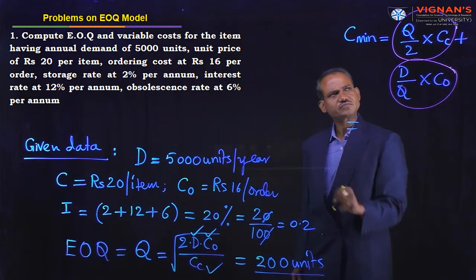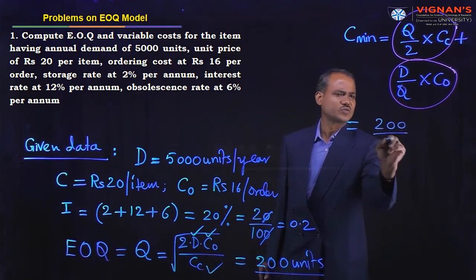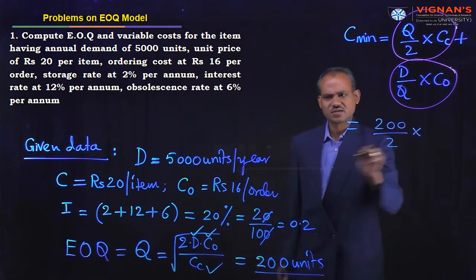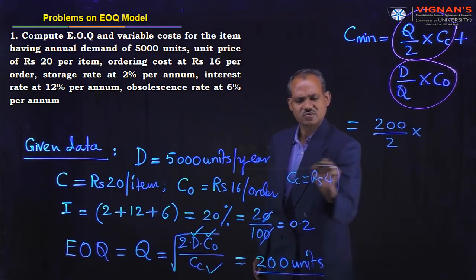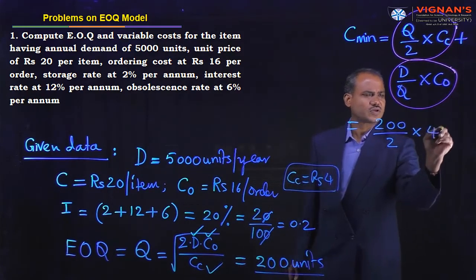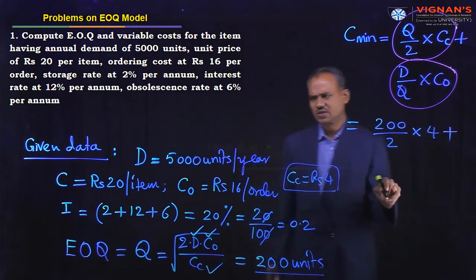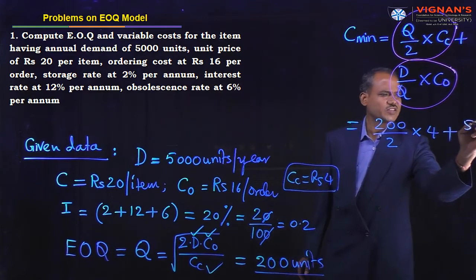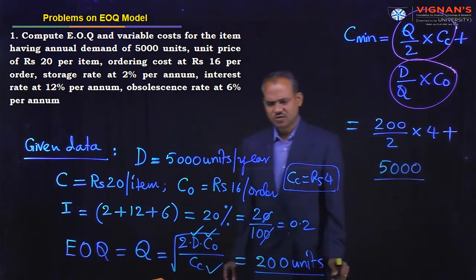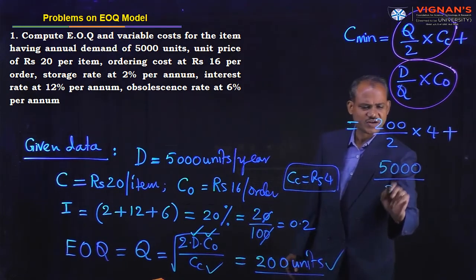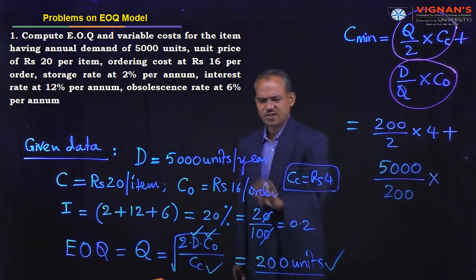Therefore, Q value we know, 200 divided by 2 into CC, CC already 4, plus D by Q. What is the value of D? 5000 divided by Q value 200 into C naught. C naught means 16.